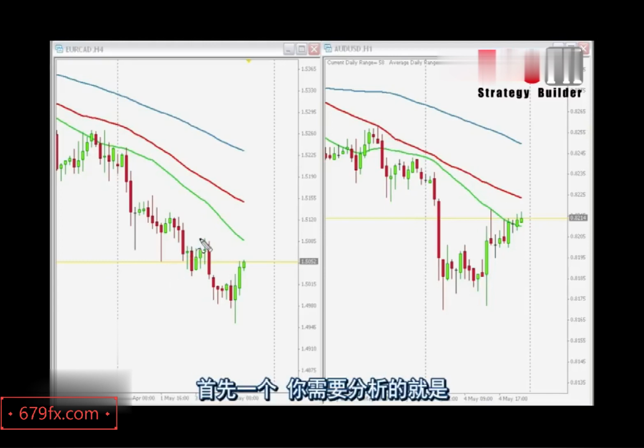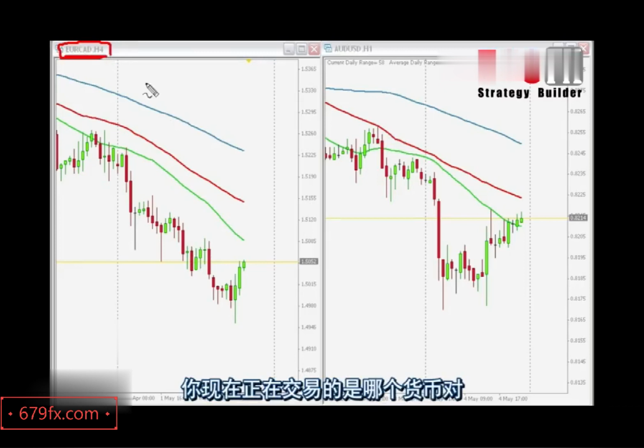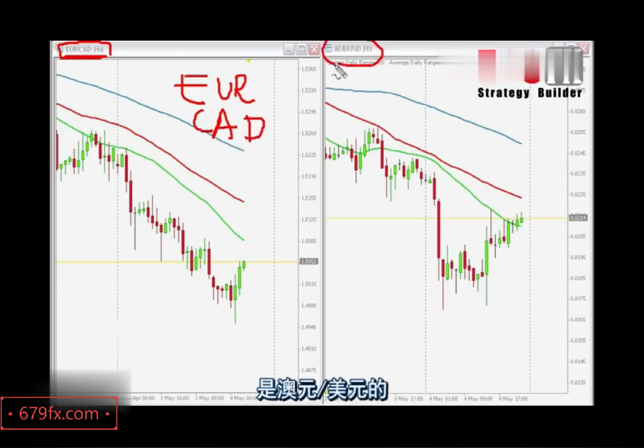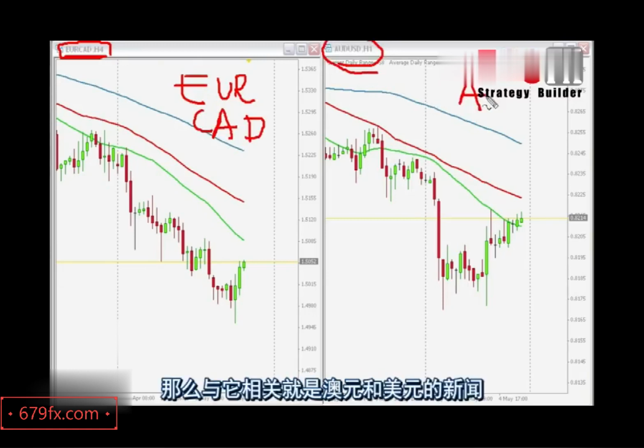Basically, first of all you've got to analyze which currencies you are exposed to. In this case, since this is the Euro CAD, you would be exposed to any news relating to the Euro or the Canadian dollar. And our second pair is the Australian dollar versus the American dollar, so you would be exposed to any news coming out on the Australian dollar and the American dollar.